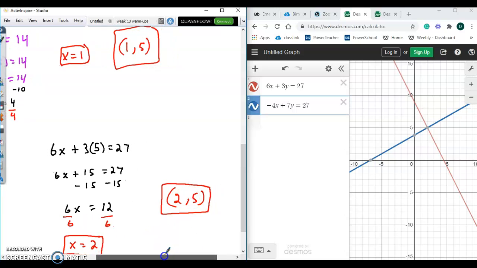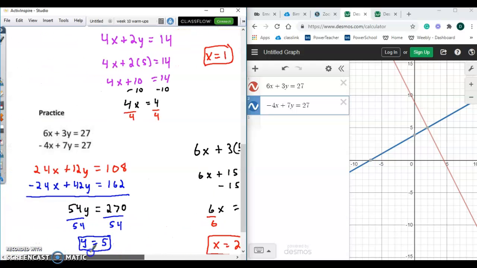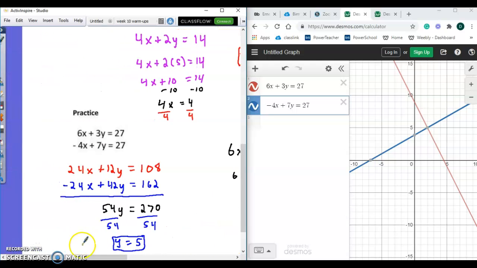All right, so good luck with this section. It can be a lot, but if you just follow those procedures, you should find success.